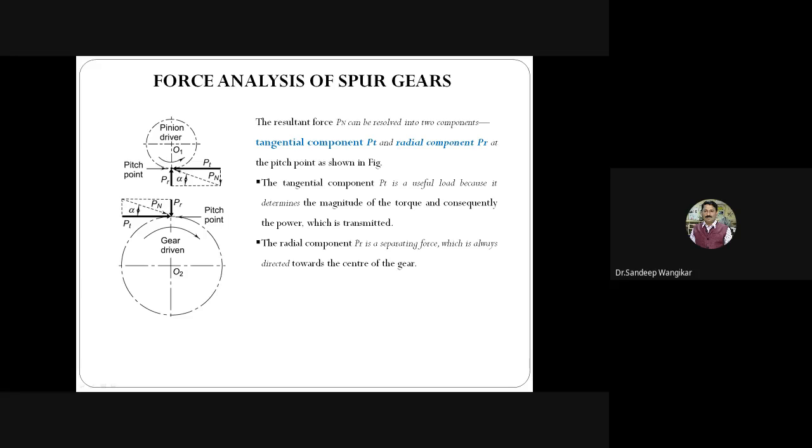Now we have seen about the Pn. Pn is the force acting along the pressure line. The resultant force Pn can be resolved into two components. The first component is the tangential component and the second component is the radial component. The Pn is resolved into two components, tangential and radial. Tangential component is denoted by Pt and radial component is denoted by Pr. So see here in the diagram, this is your Pn.